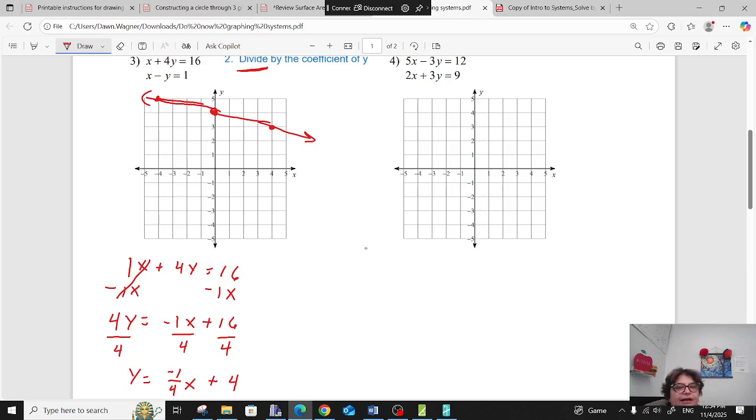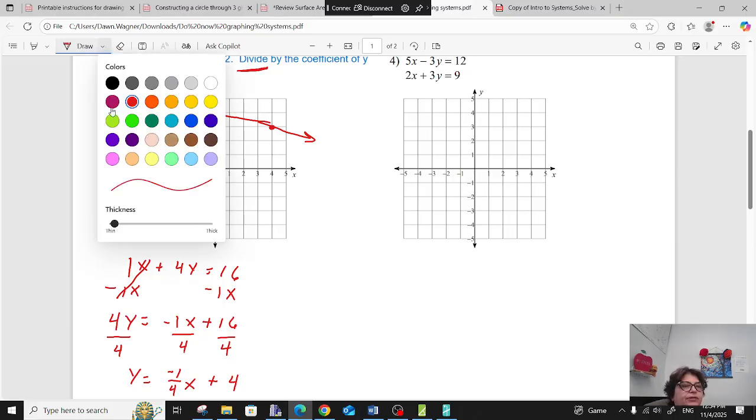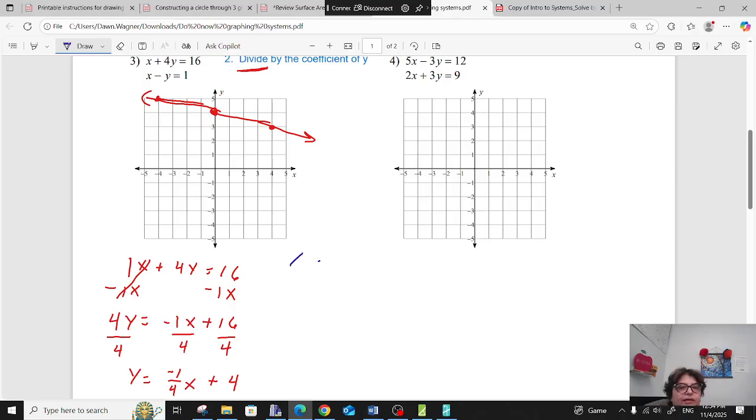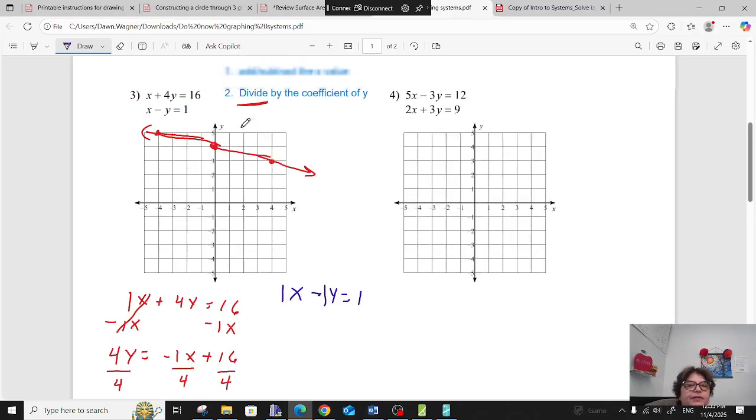Okay, now I'm going to do the other one. x minus, but I'm going to change color because sometimes visuals help. So I'm going to change this to blue. So I get x minus y equals 1. There's no number in front, so I'm going to insert ones. I'm going to follow these same steps up here.